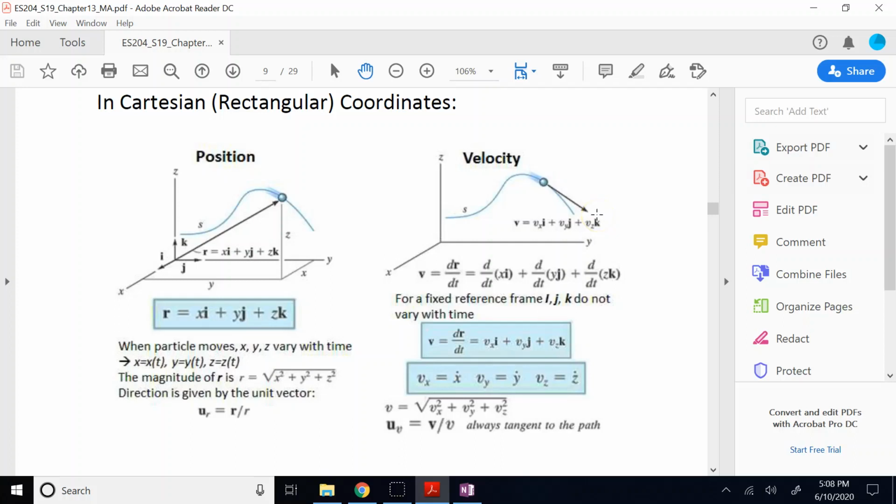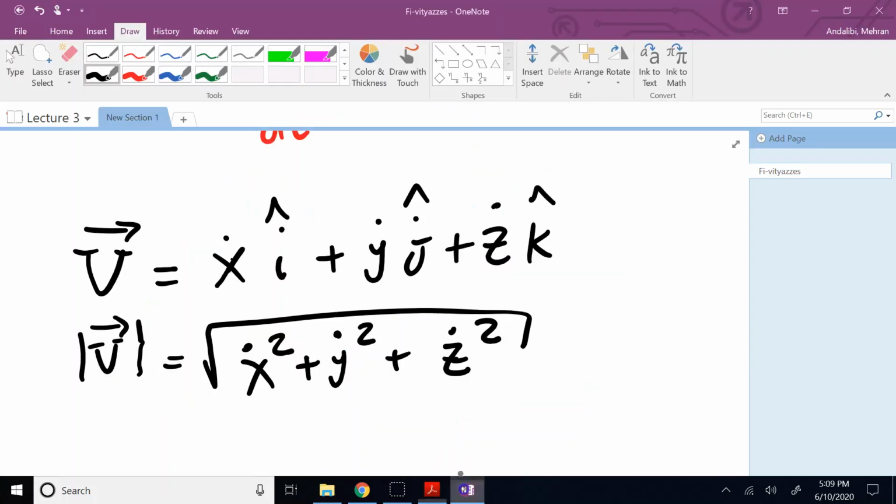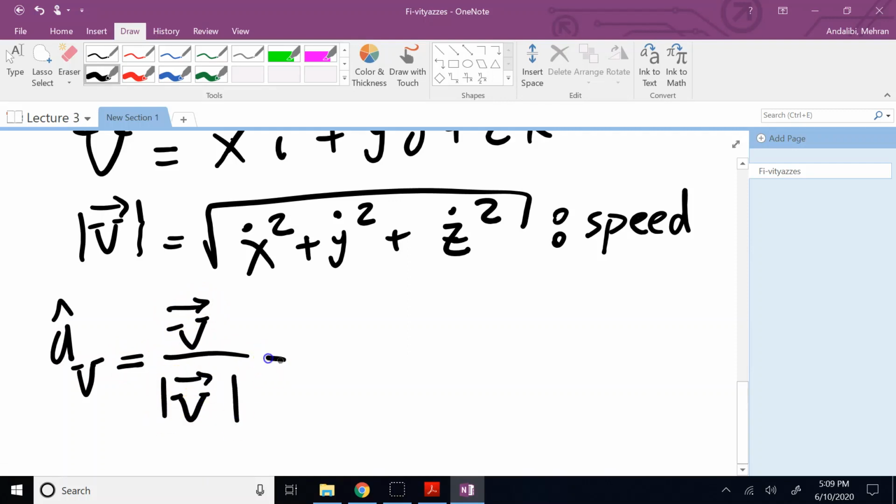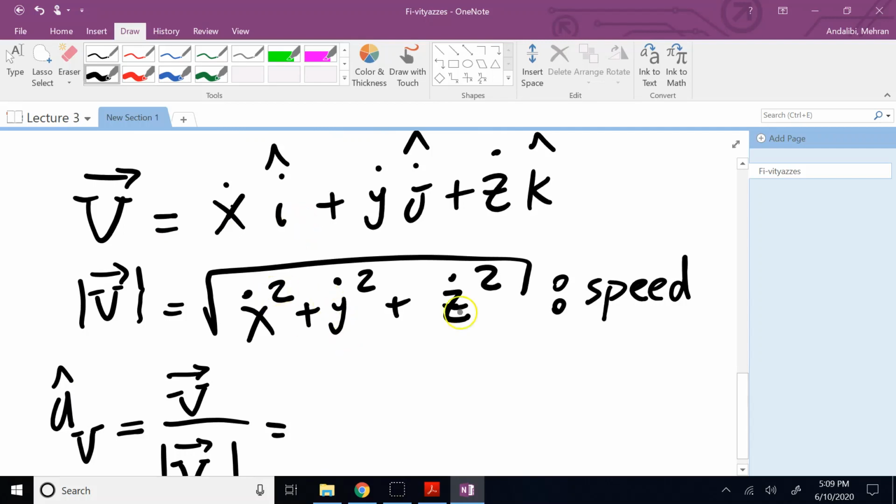And if you remember, the direction of any vector is shown by its unit vector, u sub v. And how do we calculate unit vector? Yes, unit vector is the vector itself divided by its magnitude, right? So this is the speed, the magnitude of the velocity, but the direction of motion is shown by vector u_v, and I'm going to use hat again because it's a unit vector, which is calculated by vector v itself divided by its magnitude. So we have to divide this vector v by this magnitude.